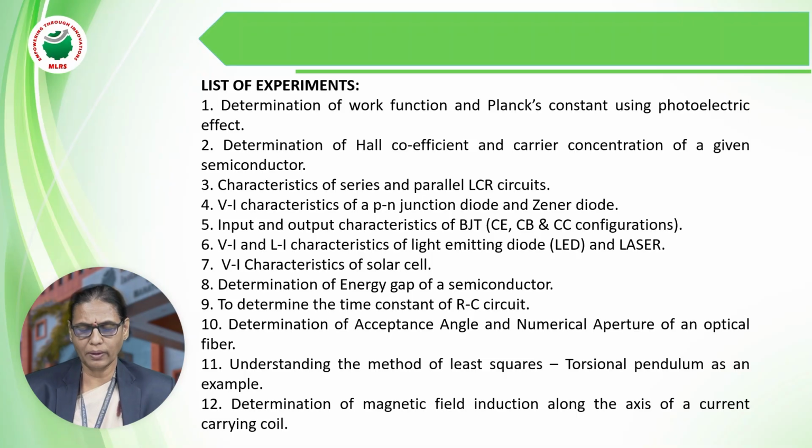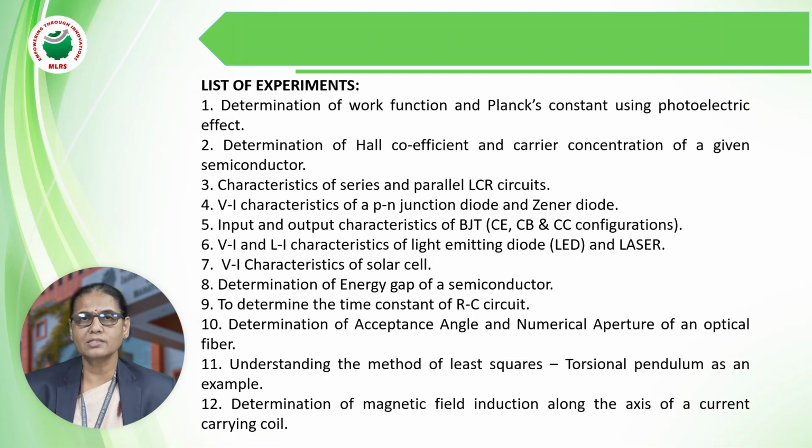Next, we have the fourth experiment, regarding the semiconductors, that is the VI characteristics of PN junction and Zener diode. Here we study how the variation of voltage takes place and how the change in current takes place in different diodes like the PN junction diode and the Zener diode. And the fifth experiment is on the same semiconductors, the BJT, bipolar junction transistor. In this experiment, we study the input characteristics and the output characteristics of BJT by maintaining constant base voltage and constant collector voltage.